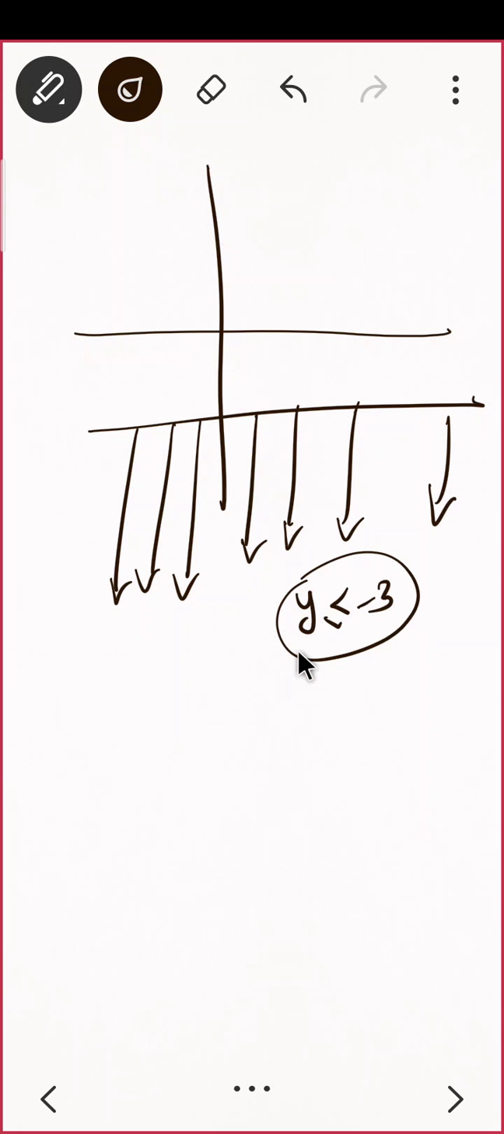You put an arrow on the edge, something like this. This is the region. Is that okay? Is that clear everyone? This is my region. Which region is this? y is less than or equal to -3. Is that okay? Is that clear everyone?